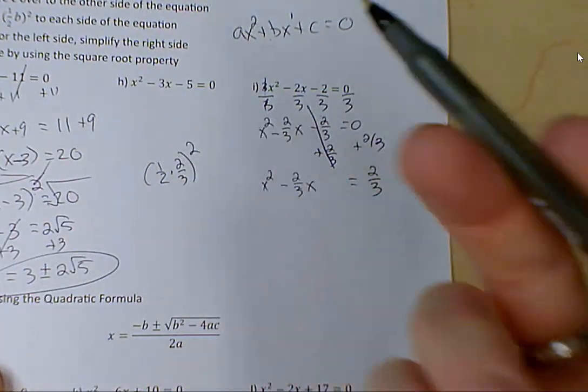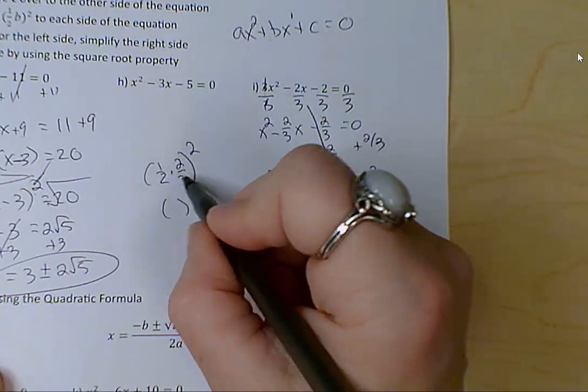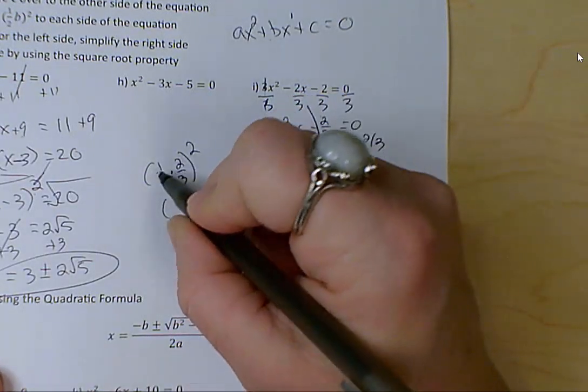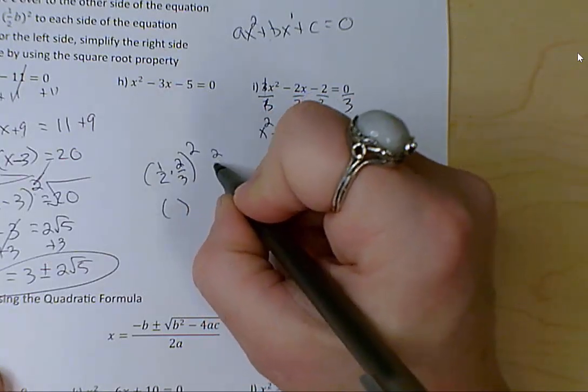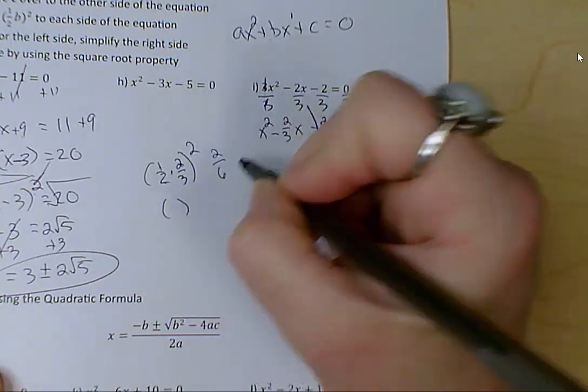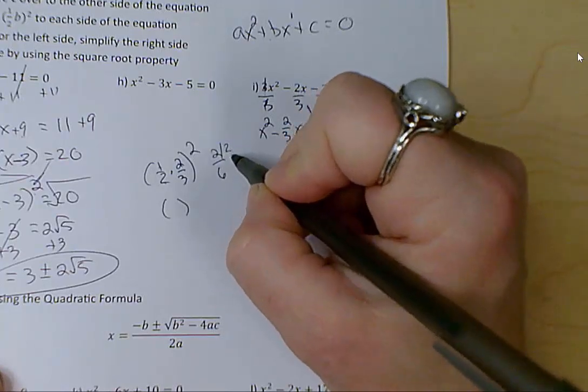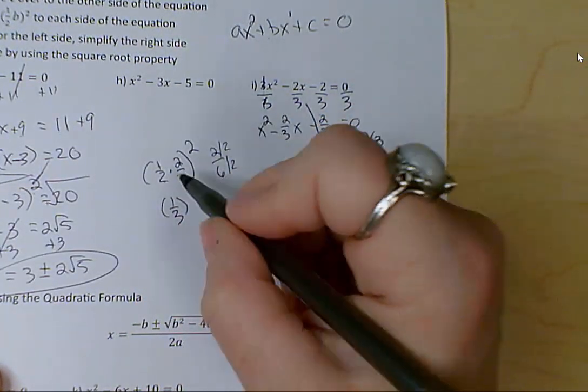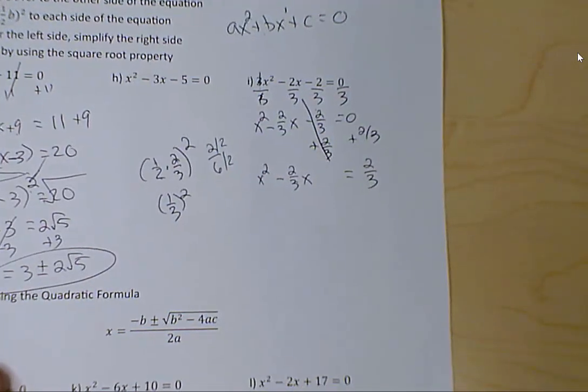So we're going to take half of that and square it. When we multiply this, 1 times 2, so let me just do that over here real quick. 1 times 2 is 2 over 2 times 3, which is 6. But 2/6 can be reduced to 1/3. All right, so this is really 1/3 squared.